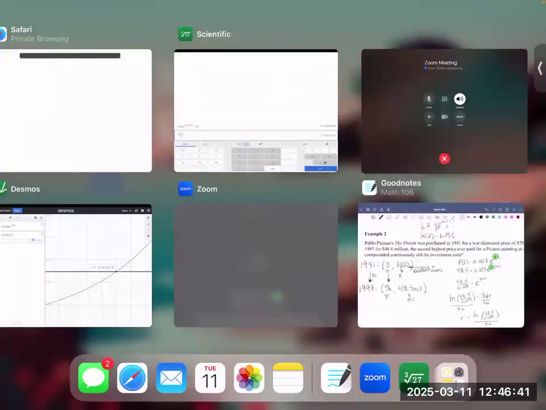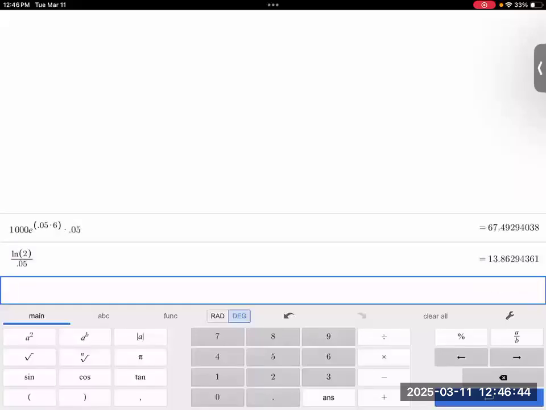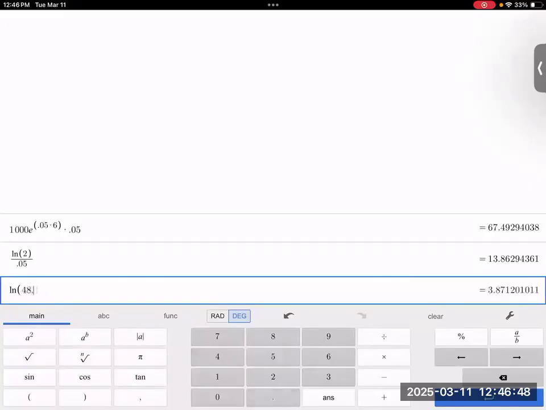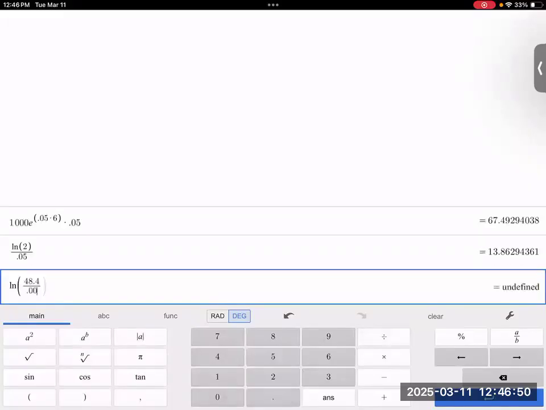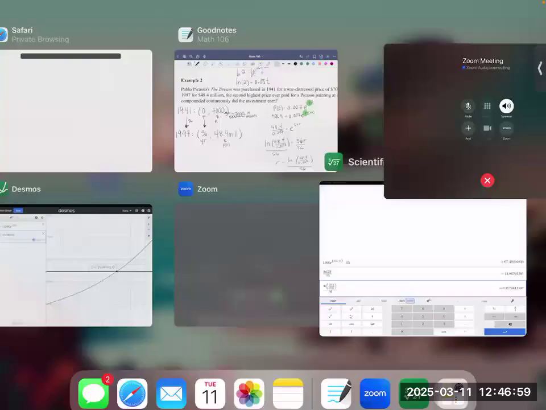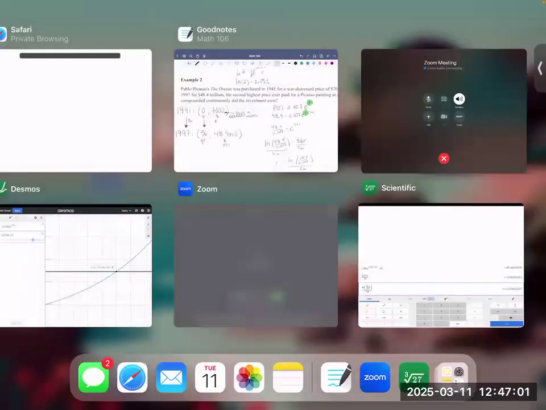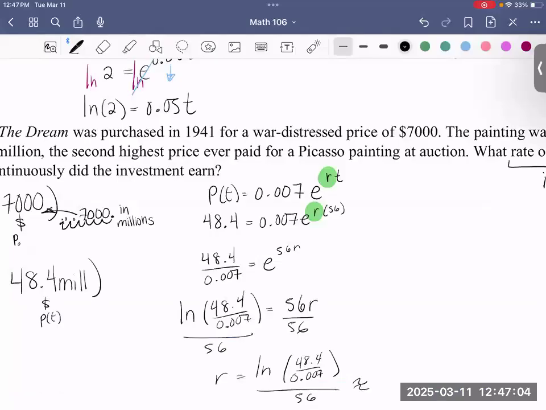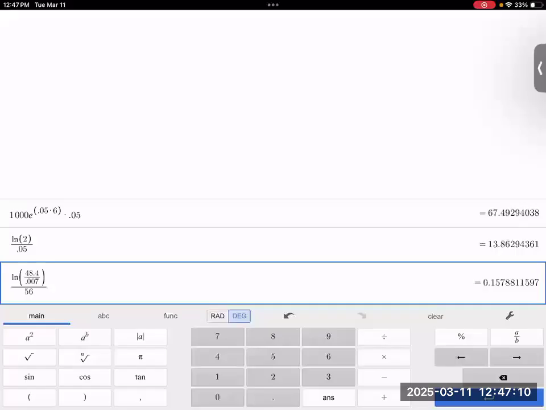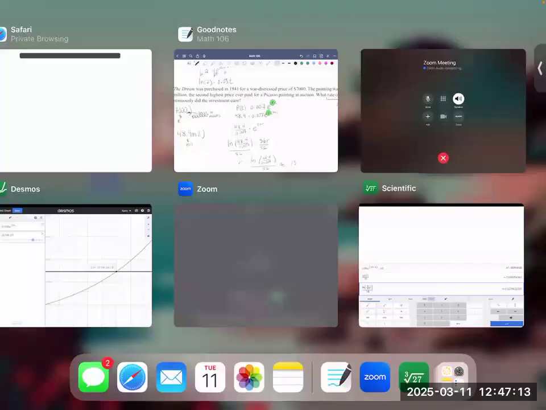Let's go ahead and type that in. So we said we have ln of 48.4 divided by 0.007, close that parentheses, divided by 56, and we have 0.1579 or so.